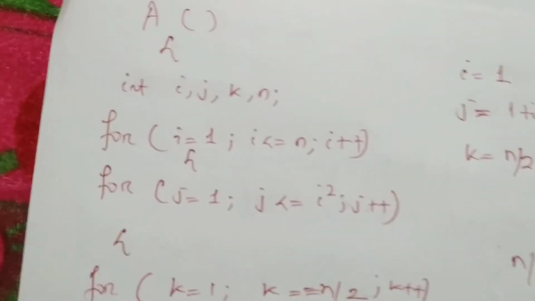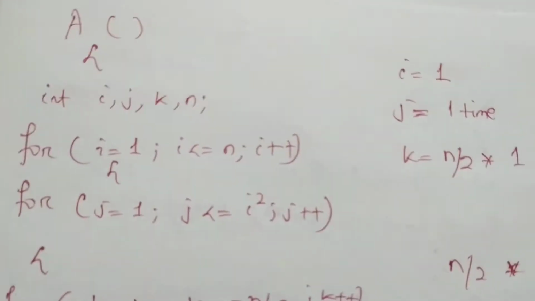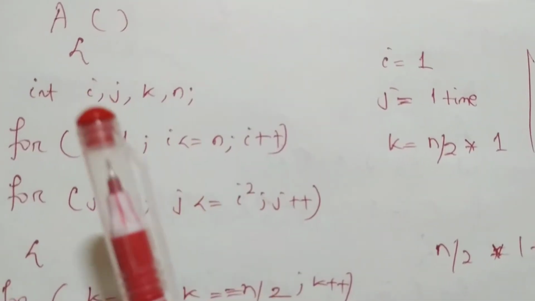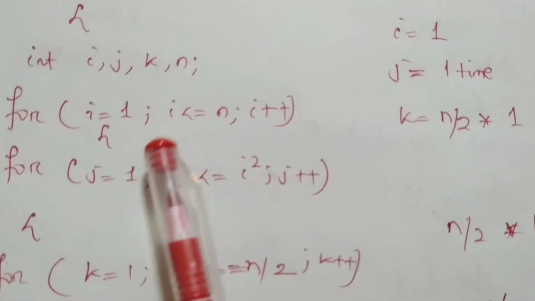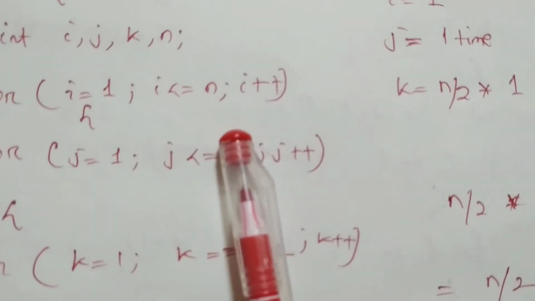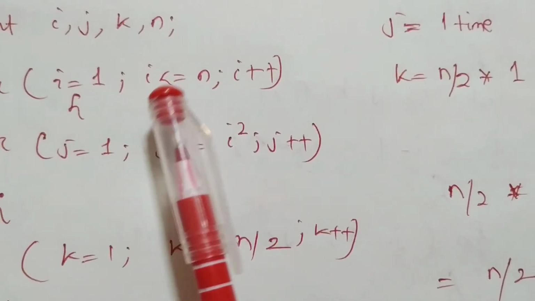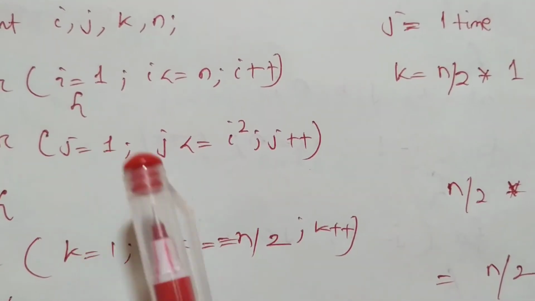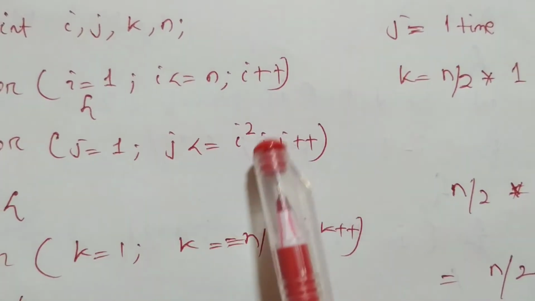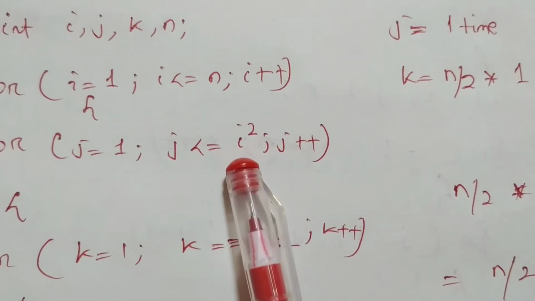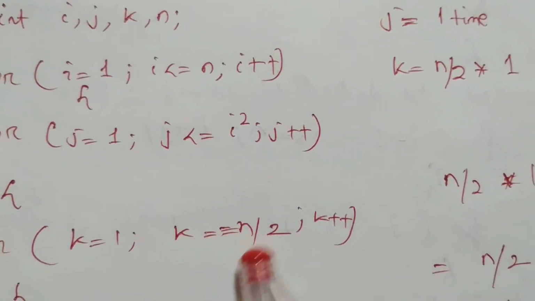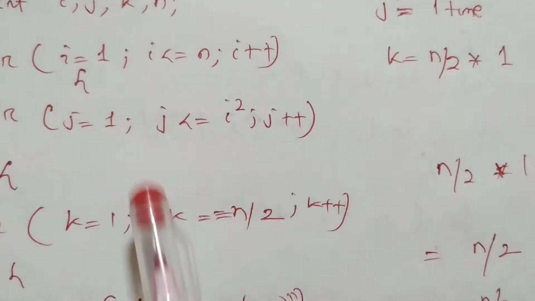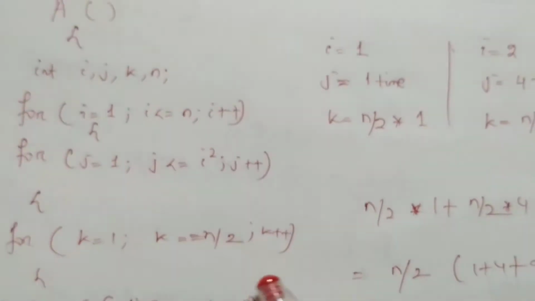Now we'll see this example. Here is the pseudocode we have taken. Here i, j, k, n are the variables. Here i = 1, i less than or equal to n. If this condition is satisfied, then we enter the j loop, and here j less than or equal to i square. Then k = 1, k less than n by 2, and k plus plus. Then it will print Ravensa. So see how the execution goes.